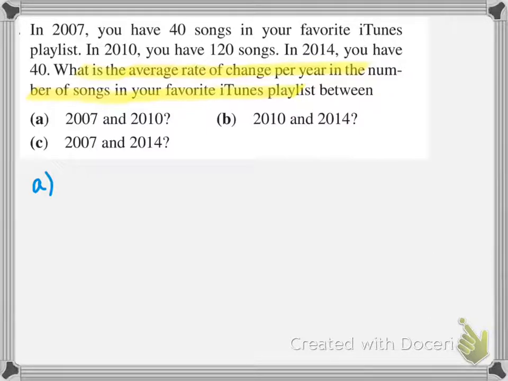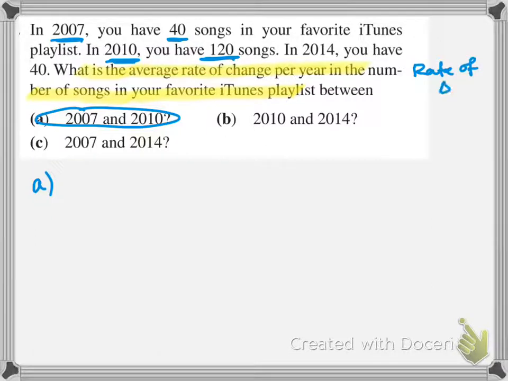Okay, so for part A, we'll start with that one. It's wanting you to look between 2007 and 2010. In 2007, you had 40 songs. 3 years later, in 2010, you've increased to 120 songs. So if you recall the general format, the rate of change from A to B is the function value evaluated at B minus the function value evaluated at A, over B minus A. So it's function value difference over input difference.